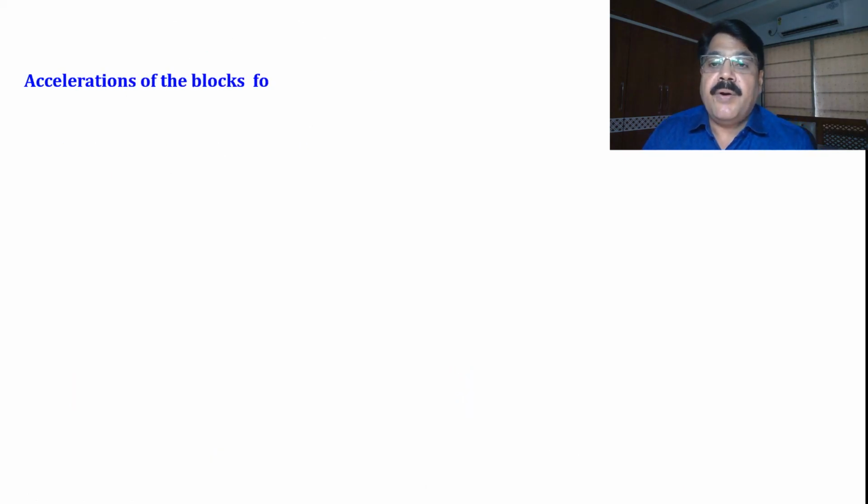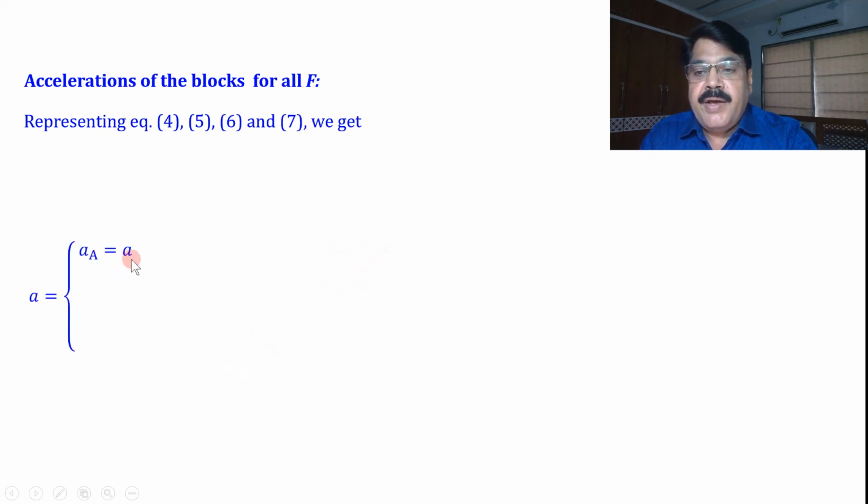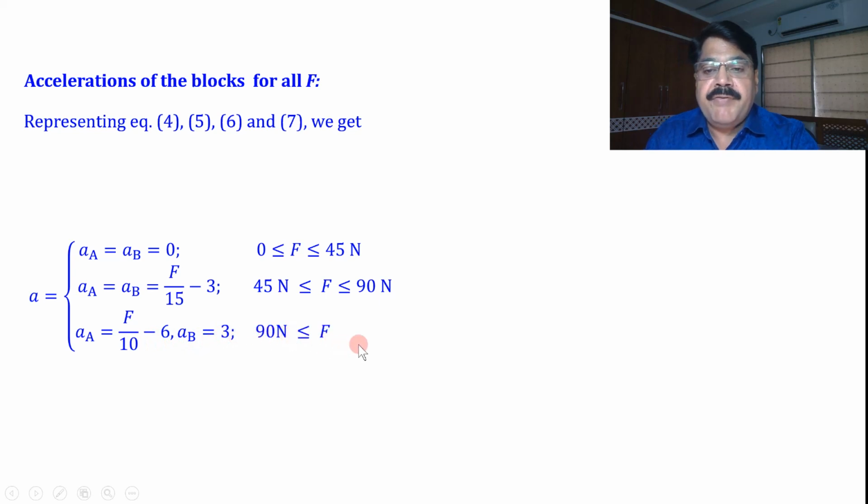Accelerations of the blocks for all F, how we can summarize here. Representing equations 4, 5, 6 and 7, we get A of A is equal to A of B equal to 0, F is less than 45. A of A is equal to A of B is equal to F by 15 if F is greater than 45 and less than 90. A of A is equal to F by 10 minus 6 and A of B is equal to 3 if F is greater than 90 Newton. All the results we have summarized, and now we are in a position to draw the graph.